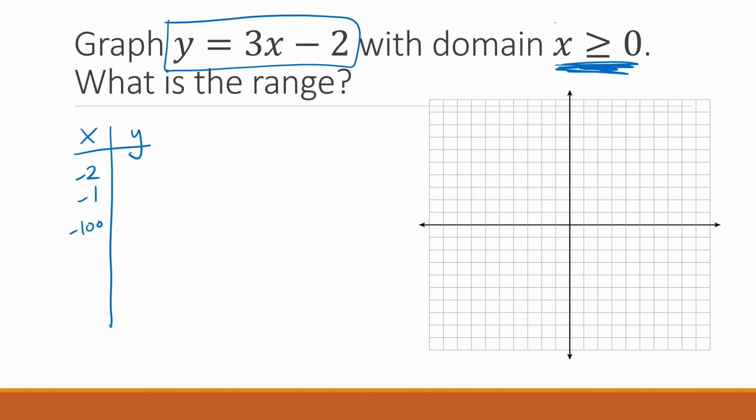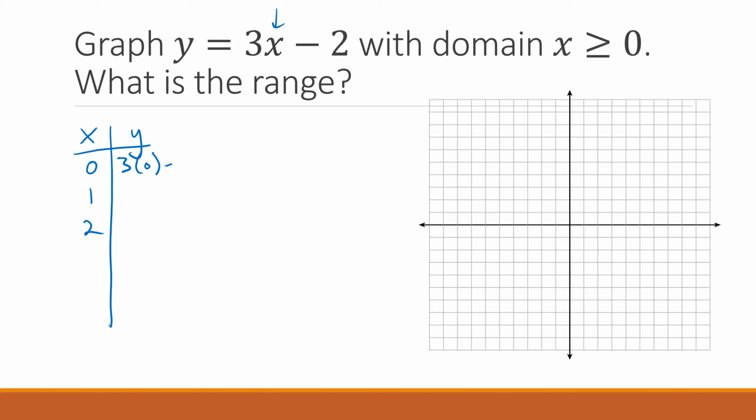Those are not in the domain because they're telling me that x has to be bigger than or equal to 0. So since 0 is the smallest thing that works, let's start by plugging that in, and then we can just choose some other ones. I'll just choose 1 and 2. Let's see what the y values are. Remember, when I find the y values, I'm plugging each x into the function where I see the x. So 3 times 0 minus 2 equals -2. 3 times 1 minus 2 equals 1. And 3 times 2 minus 2 equals 4.